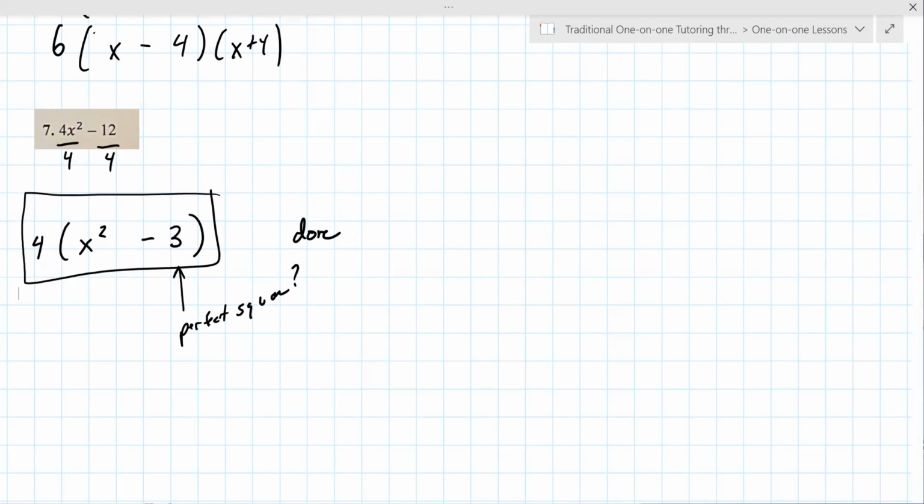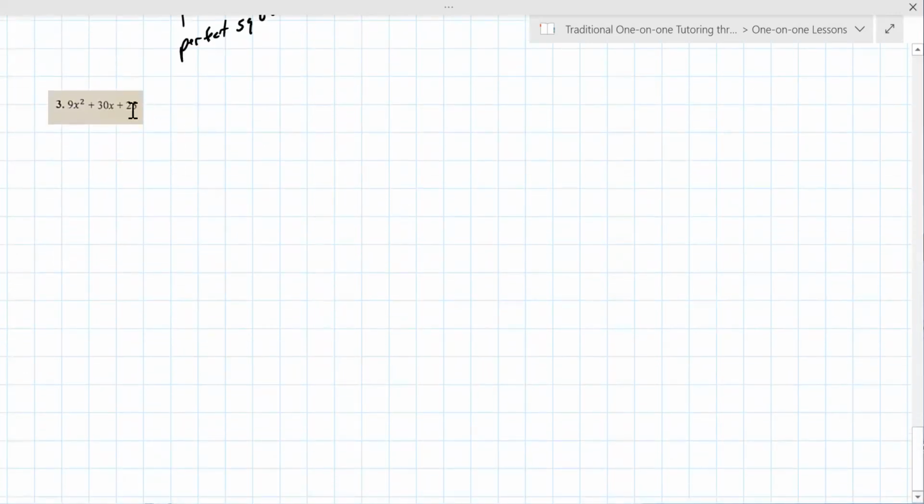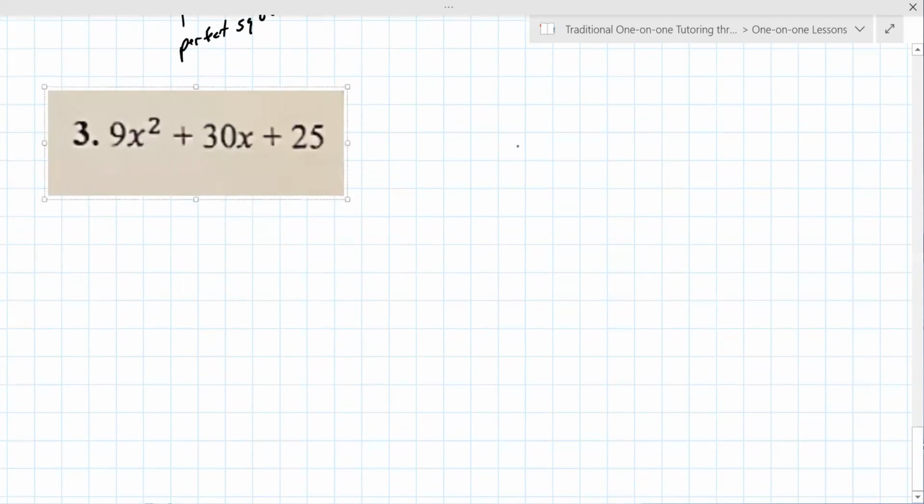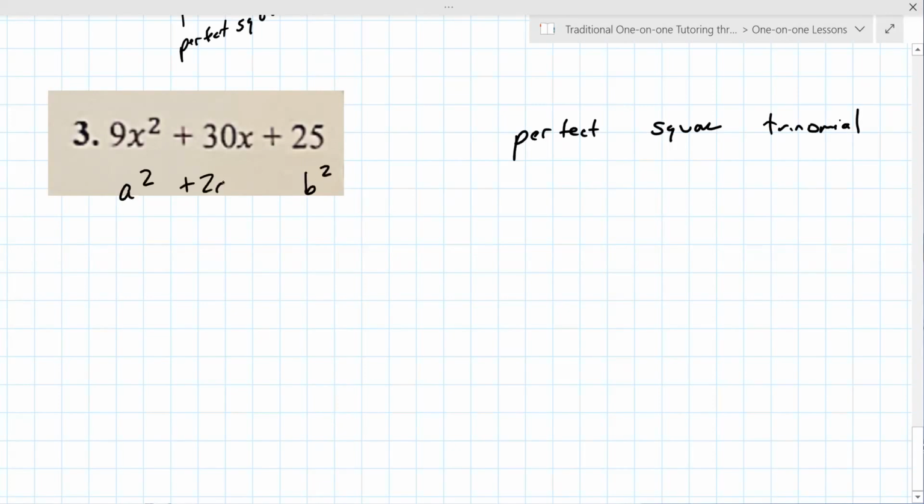Yeah, 3 and 4 look like they're the next two to work on. These are a different type of problem. They're called a perfect square trinomial. It's a squared plus 2ab plus b squared. This one's different, but it still has this a squared and this b squared. Do you see that?